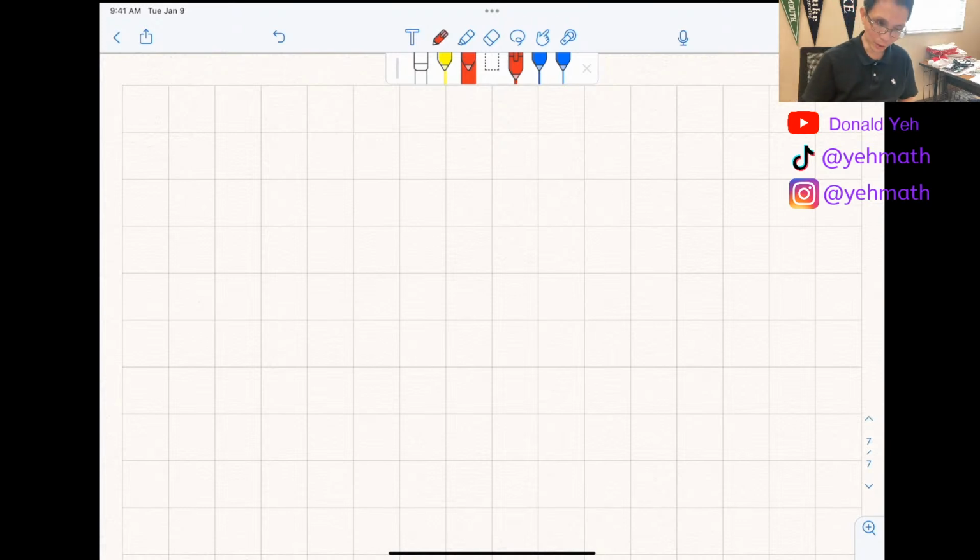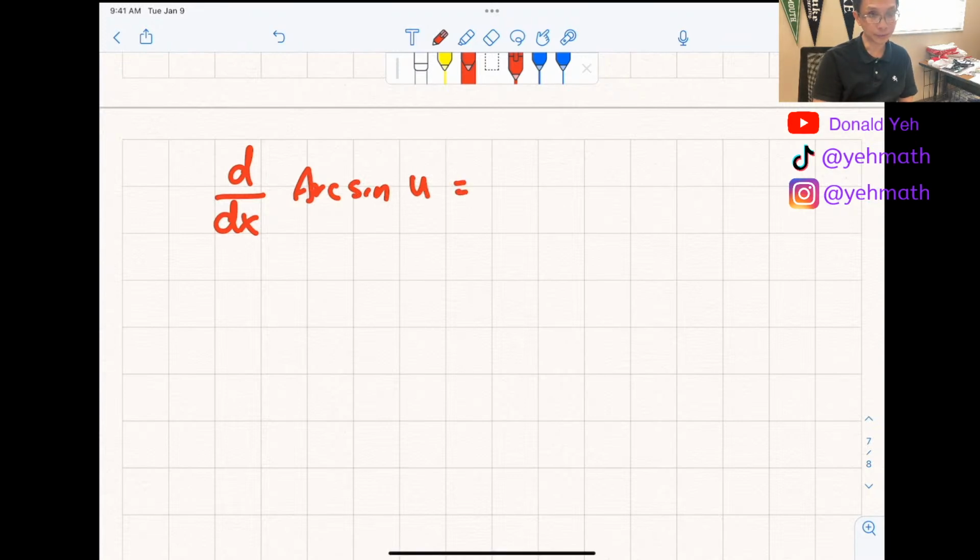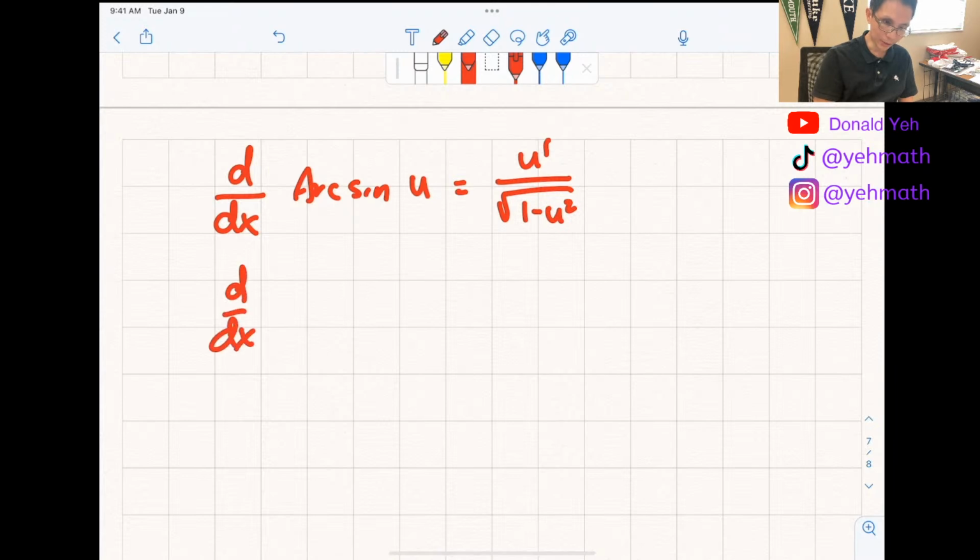All right, so last week we talked about how to take a derivative of this. The derivative of arc sine of u is equal to what? Do you guys remember? U prime over the square root of 1 minus u squared. Okay. The derivative of arc tan of u is equal to what? U prime over 1 plus u squared.